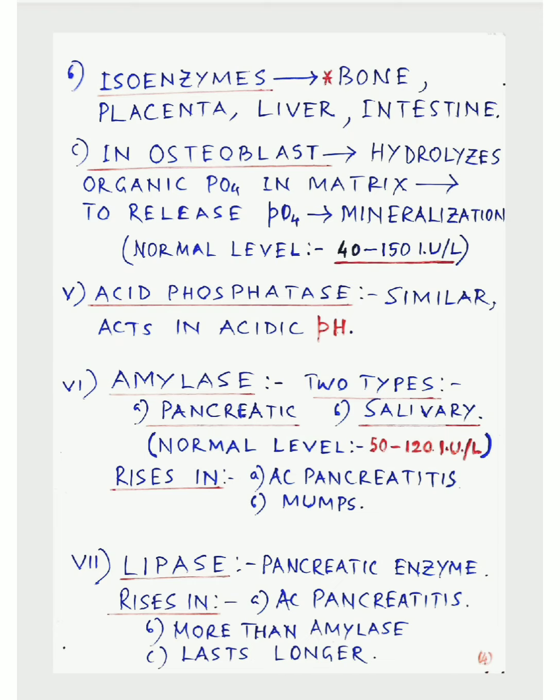Amylase may also increase in mumps. Next comes lipase. Lipase is also a pancreatic enzyme which hydrolyzes triglyceride to monoglyceride and fatty acids. Lipase level increases in acute pancreatitis. This rises more than amylase and lasts longer. Enzymes commonly used, these I have already discussed. You must read these enzymes for your examination purpose.